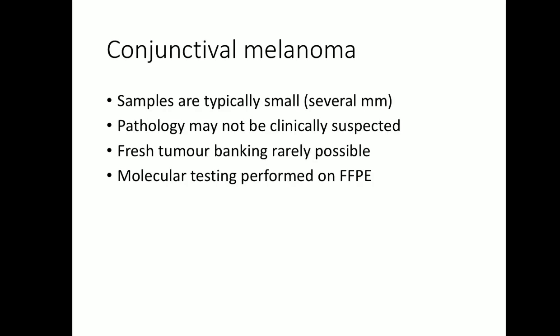So looking at conjunctival melanoma from a very logistical pathology workflow point of view, the samples are typically small, a few millimetres across. Sometimes the clinician doesn't suspect the pathology, especially if they're a general ophthalmologist. Fresh tumour banking is nearly impossible because they're quite small, and in our population people tend to present early, so we don't get great big conjunctival tumours. But we can perform molecular testing on FFPE, that's formalin fixed paraffin embedded tissue.